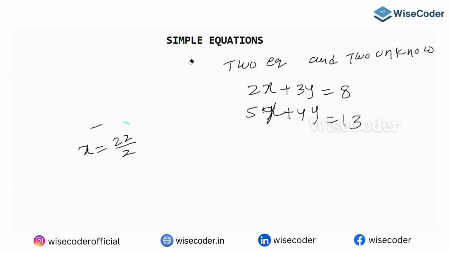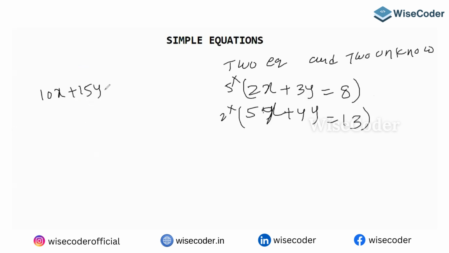So first equation multiply with what? 5, and the second equation is multiply with what? If I multiply my first equation with 5 and second equation with 2, then what is the new equation? 10x plus 15y, which is equals to 8 5s are 40. Here also 10x plus 8y, which is equals to 13 2s are what? 26. Yes or no? Let's say this is equation 1, this is equation 2.